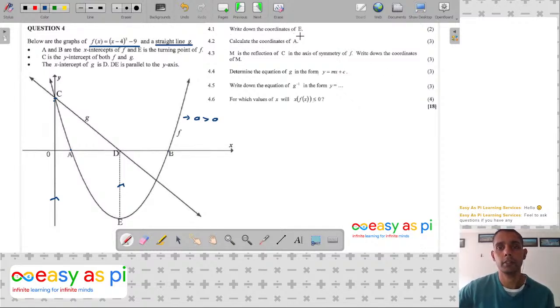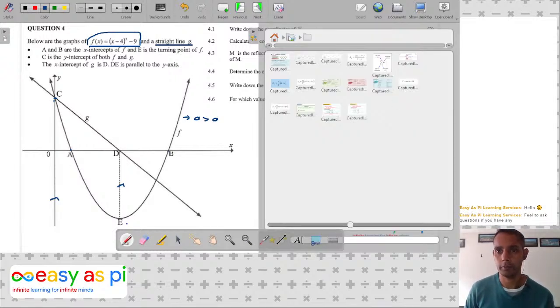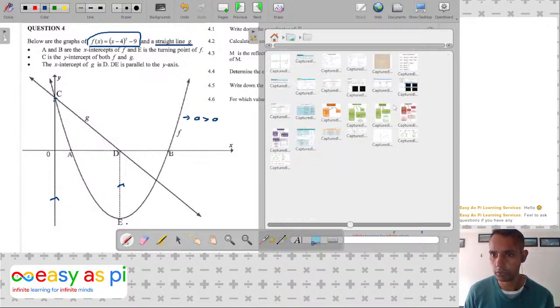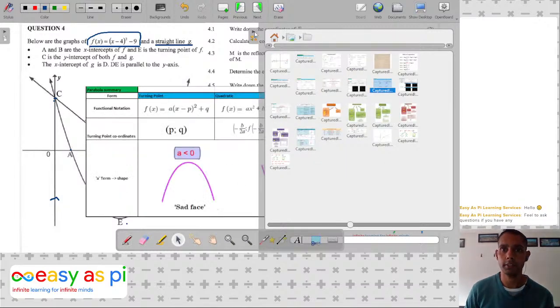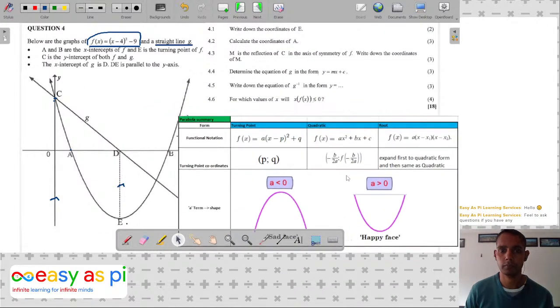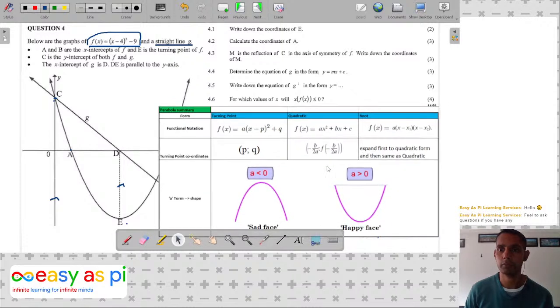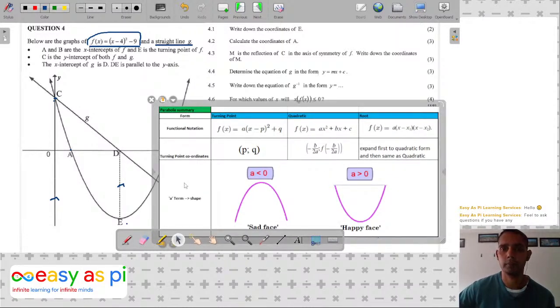They want you to write down the coordinates of E, so they want the turning point. And if you look at this, this is in the turning point form. I hope you can see that. And if you can't, I'm going to refresh your memory. Right, let's go to functions. Let me bring out a little bit of a summary of the turning point. You'll notice I have my turning point formula here, right? So that's going to be a clue.